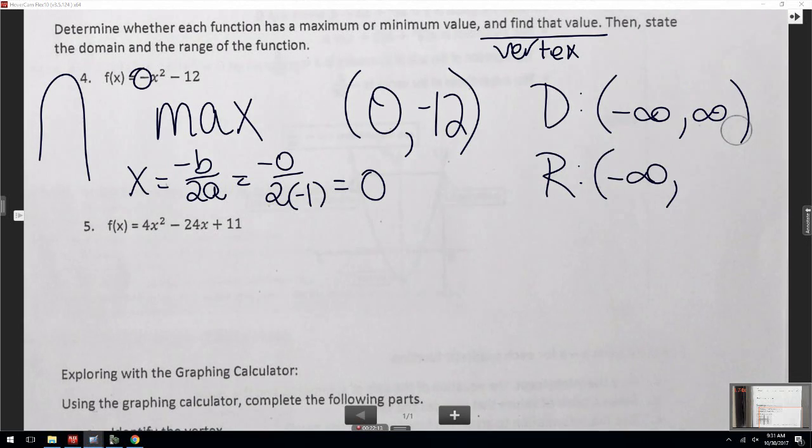What's that top y value? Not 0, that's the x value. What's the y value? Where'd you get that from? You just look at your vertex, right? Negative 12. All right, let's do number 5.